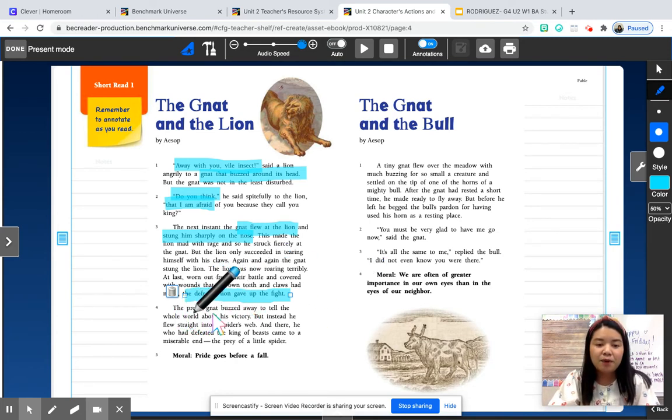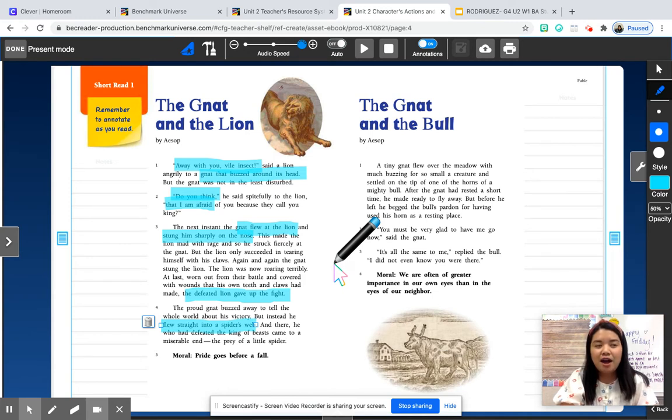Paragraph 4. The proud gnat buzzed away to tell the whole world about his victory, but instead he flew straight into a spider's web. I want to also highlight that because that tells me what happened to the gnat at the end. And there he who had defeated the king of beasts came to a miserable end, the prey of a little spider. So the moral of the story is pride goes before a fall.